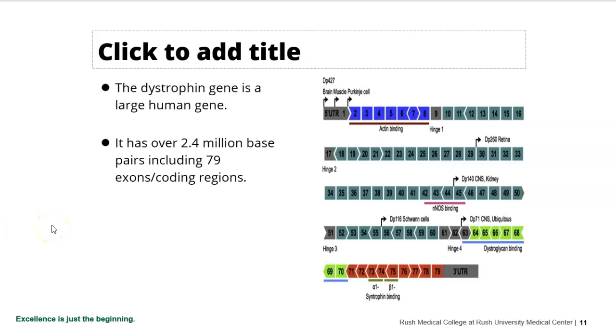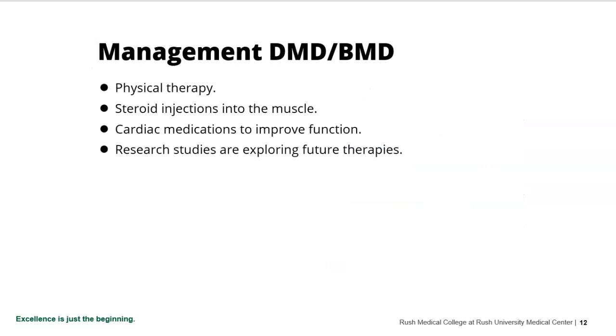Dystrophin is one of the largest human genes. It has 2.4 million base pairs with 79 exons, or coding regions. So that's where the problem is. And here at the beginning is where it binds to actin. Here's where it binds to the cell membrane. And if it's too short, it doesn't have enough space there.